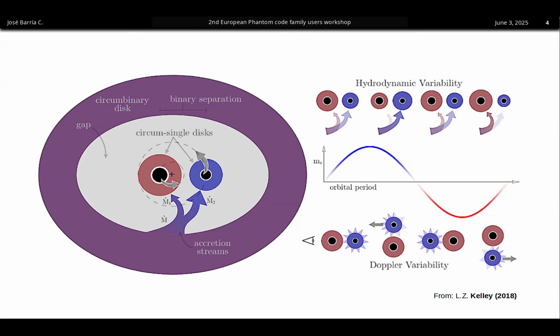So we have two sources of variability in this case. We can have intrinsic variability, which is the hydrodynamic variability, which is when each individual component accretes more than the other by different phenomena. And we also can have Doppler variability because these black holes will be orbiting each other at very high velocities. So as they're approaching us, the light will be blue shifted, and if they recede from us, the light is going to be red shifted, and it's going to be dimmer.